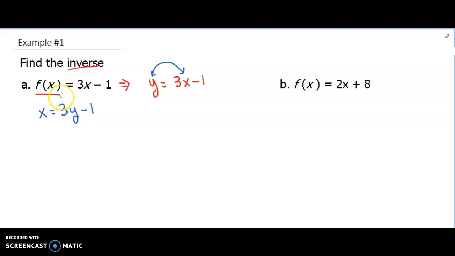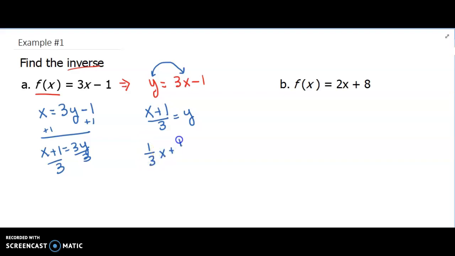And then we're going to solve this in terms of y. So we're going to add 1 to both sides. So x plus 1 equals 3y. To get y by itself, divide both sides by 3. You can write this one of two ways. You can just do x plus 1 over 3 equals y, or you can do 1/3 x plus 1/3 equals y.